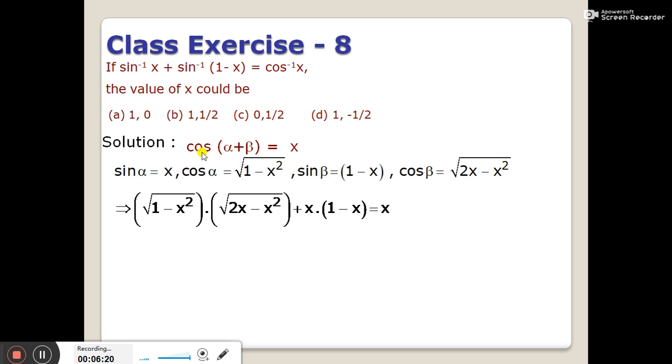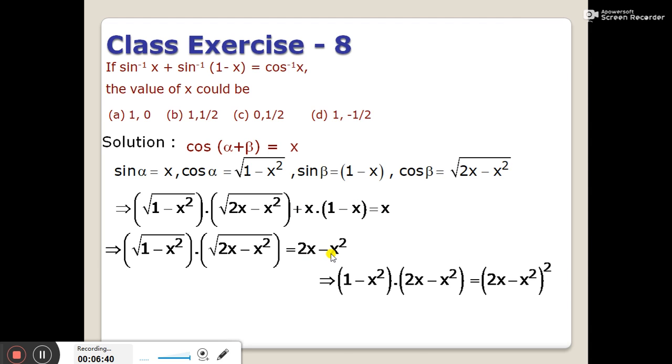In cos alpha plus beta, cos alpha cos beta, here we have a negative sign, sin alpha sin beta is equal to x. Simplifying this, we have to take the negative sign on this side, and then we get root of 2x minus x square. Now to remove this square root, squaring both sides, we get 1 minus x square times 2x minus x square is equal to 2x minus x square whole square.